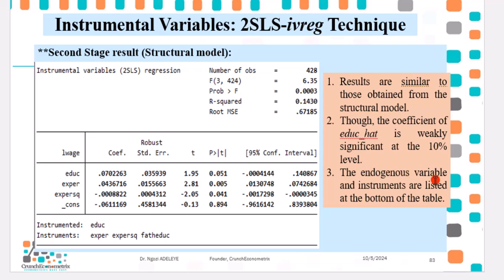The endogenous variable, like I said, is listed below the table. You can see right here, educ. So whether you use the ivreg technique or you use the regress approach for the two-stage least squares technique, you will end up having the same result.